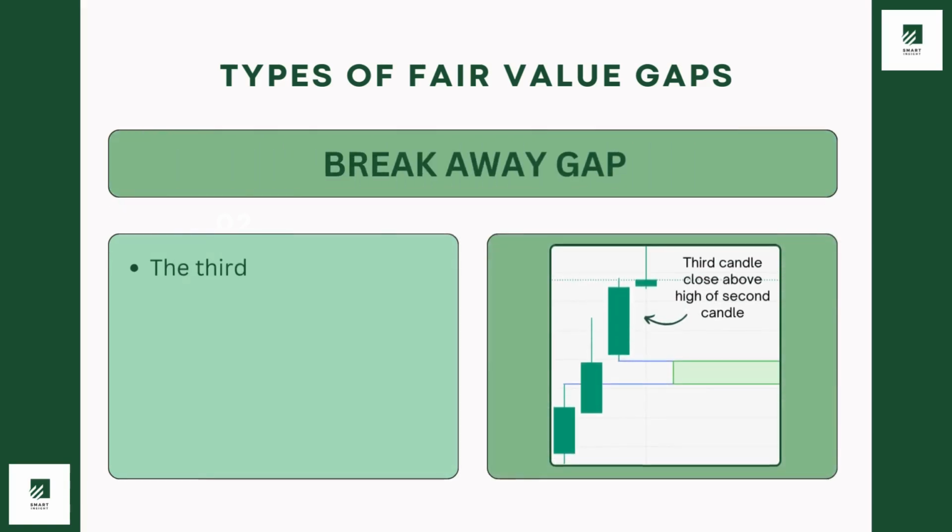The other type of fair value gap is called a breakaway gap, and a breakaway gap is formed when the third candle trades over and above the high of the second candle and successfully closes above the high of the second candle. Here the momentum that was picked up by the second candle is continued by the third candle and it breaks away. It starts trading further away from the gap that it has left behind between the low of the third candle and the high of the first candle.